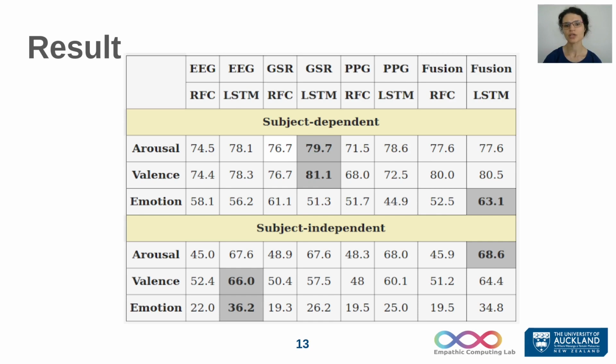We also compared the result of LSTM with random forest classifier or RFC when applied on feature vectors. The performance of the LSTM method is considerably better than RFC in most cases. Also, the fusion strategy classified arousal labels effectively in the subject-independent approach and emotion labels in the subject-dependent approach, but it couldn't improve the result in all cases.